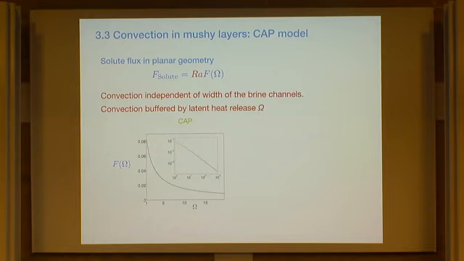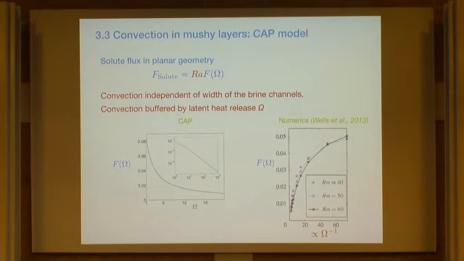So that means that convection is reduced by having a large amount of latent heat associated with phase change. So if latent heat is very important, then that buffers the system against convection transporting all the salt out. And for aqueous salt solutions, the relevant range of omega is about 10. So this high omega limit is actually interesting from a practical point of view as well.